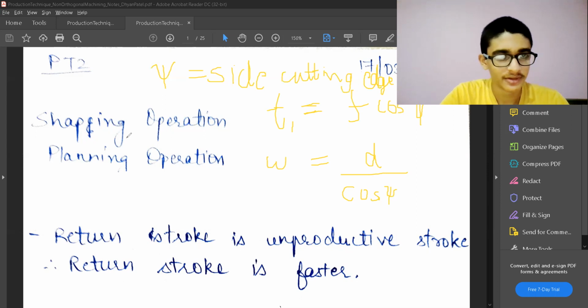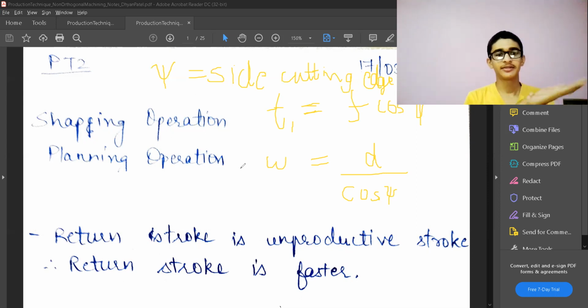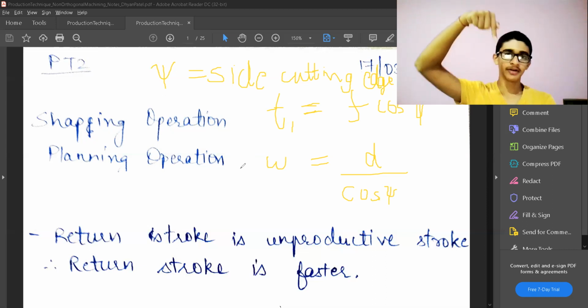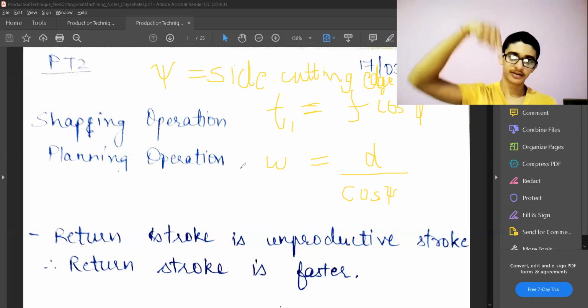Okay, so the first operation we are going to look at is the shaping operation and planing operation. The shaping and planing are very simple. We have a workpiece clamped on a surface or machine table, which can move in XY directions. And then we have a tool coming from the top, which can move in the Z direction.